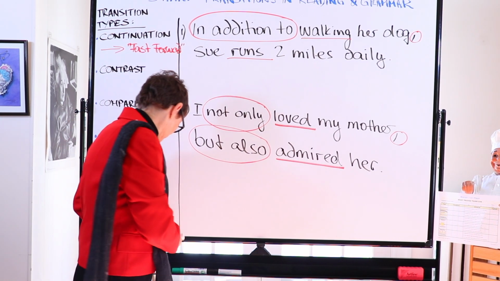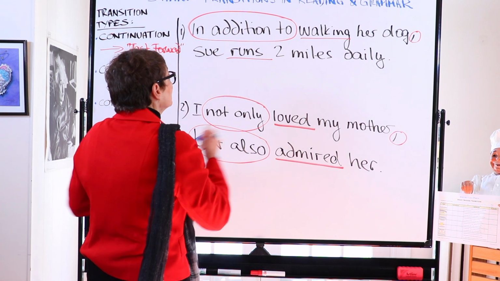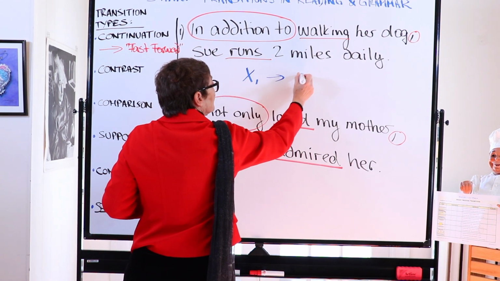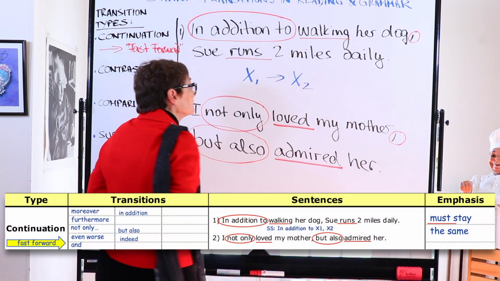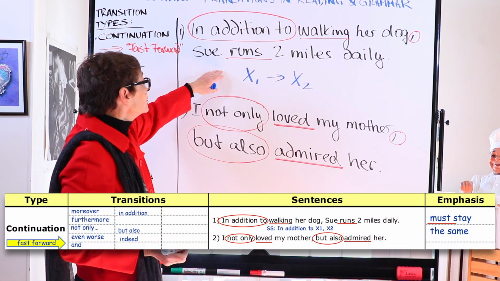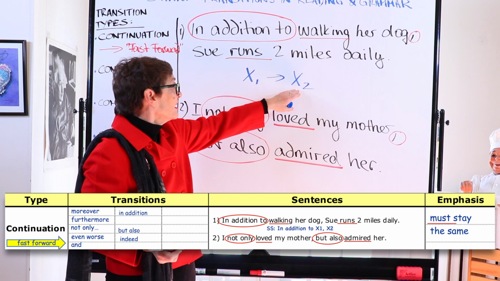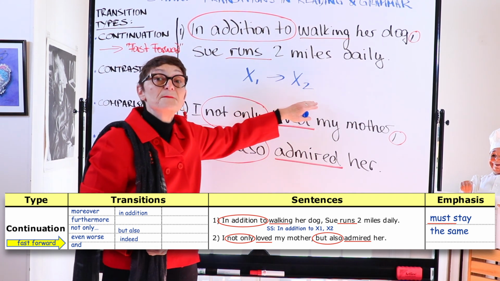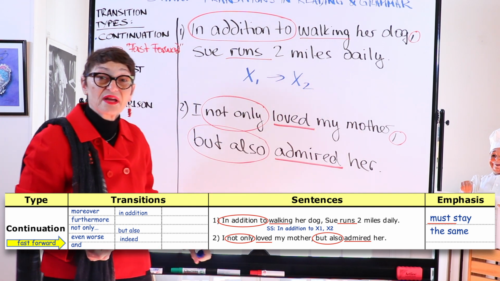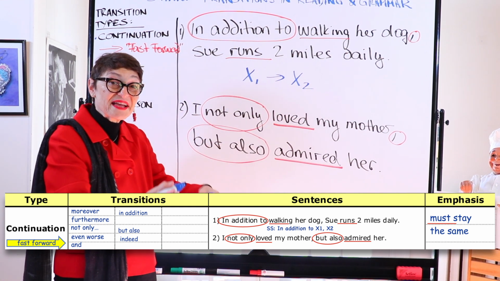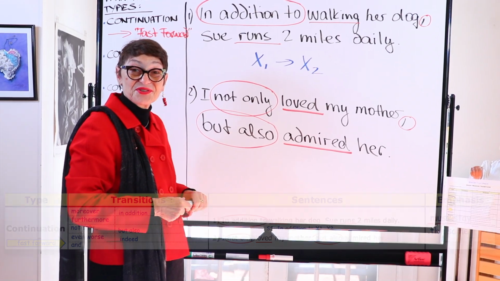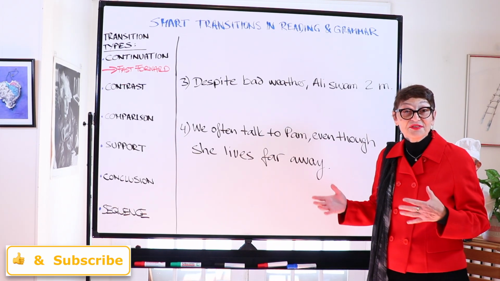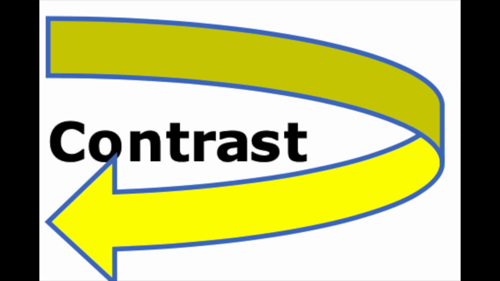Mathematically, if you think about that, what you're going to see here is that we have x1 and then we have x2. So we have in addition to x1, comma, x2. Not only x1, comma, but also x2. More of the same. That's how continuation transitions work. So now that we cover continuation transitions, let's talk about contrasting transitions.